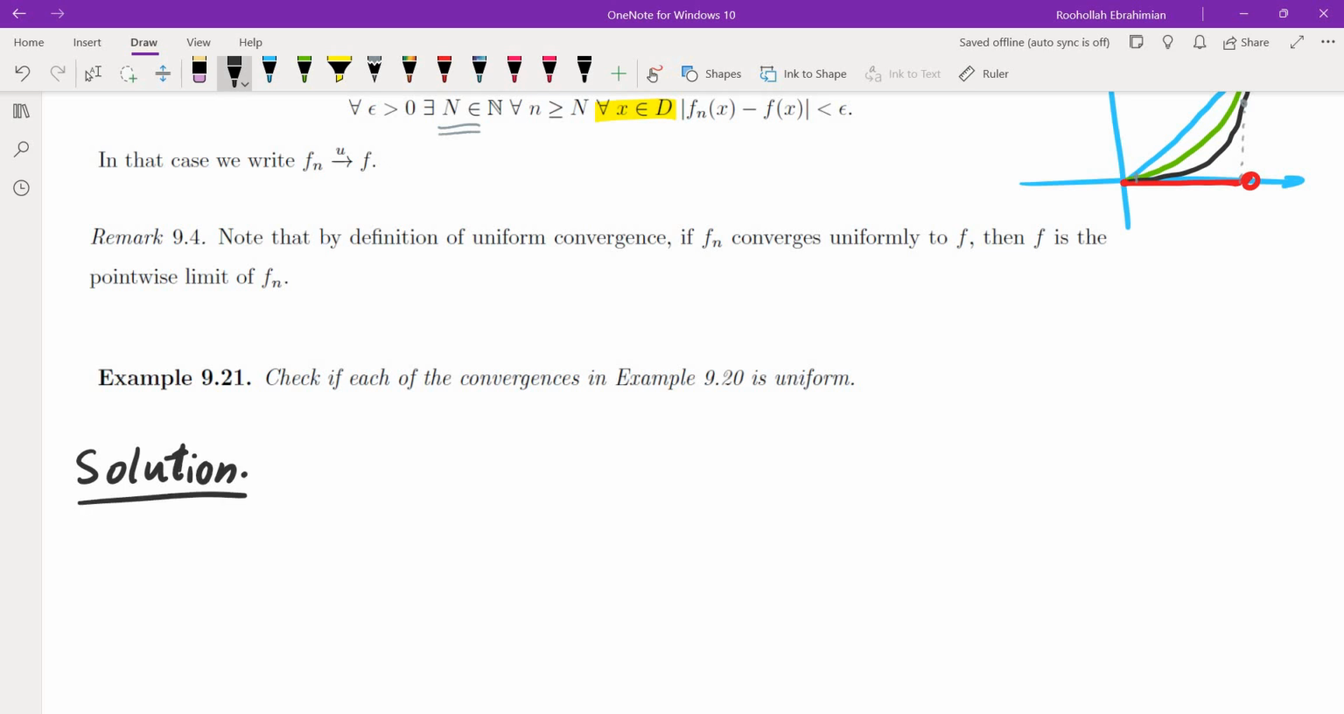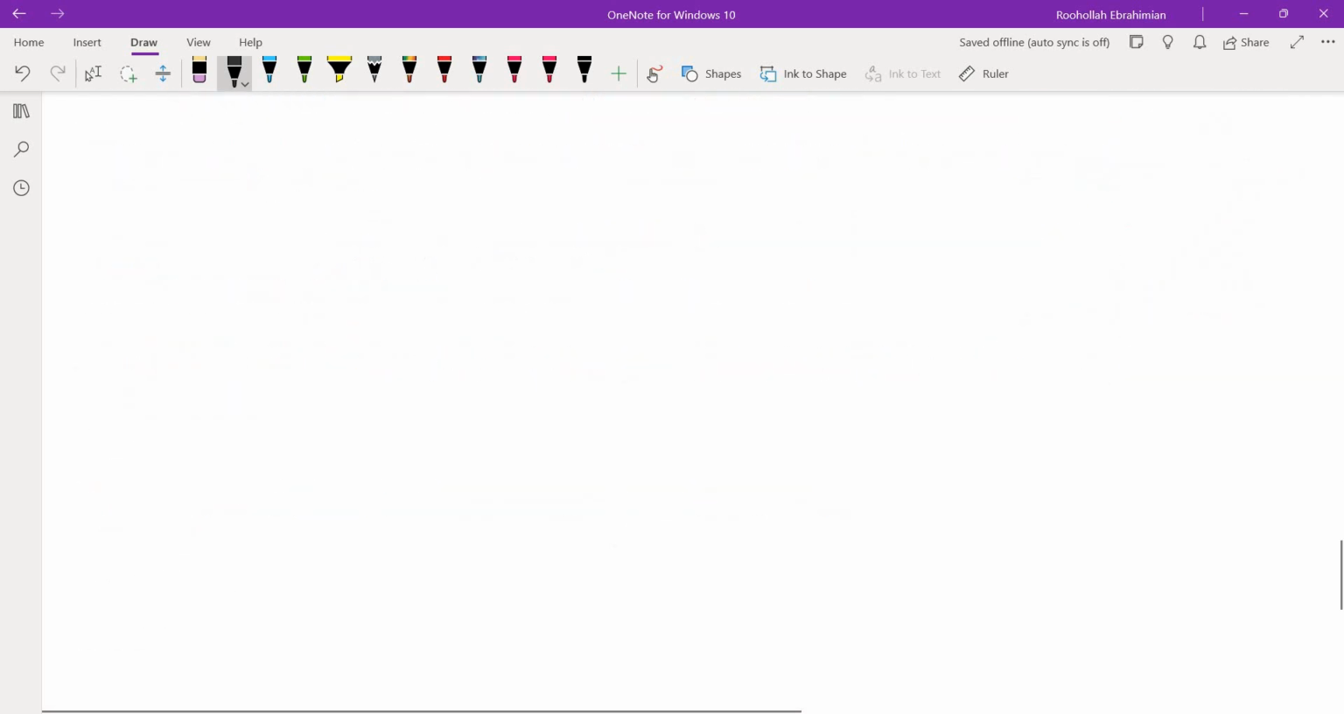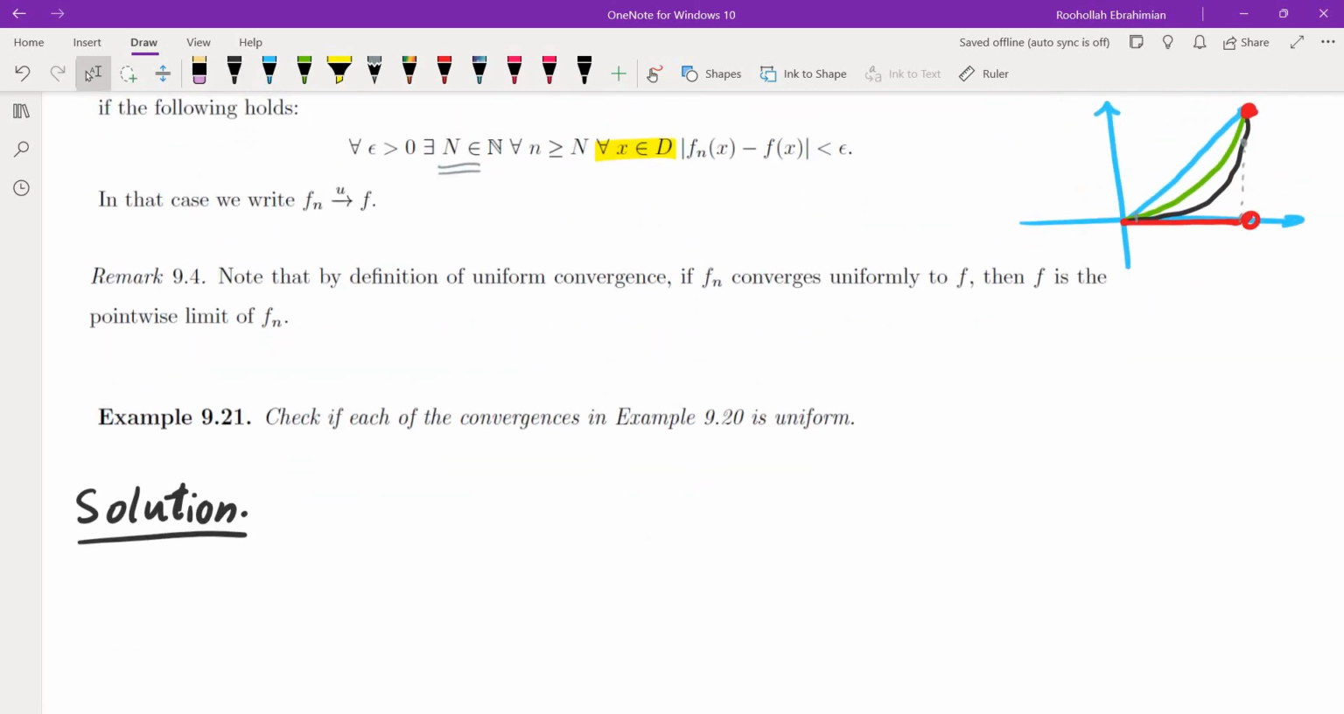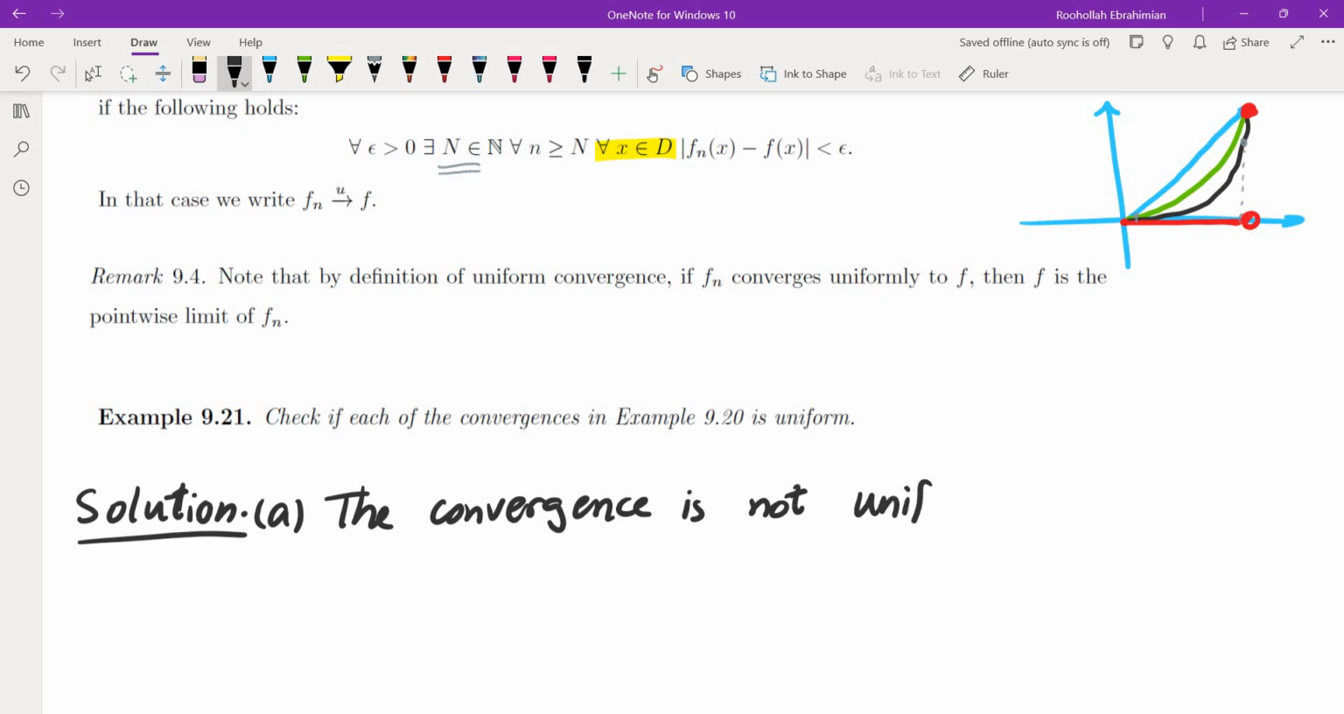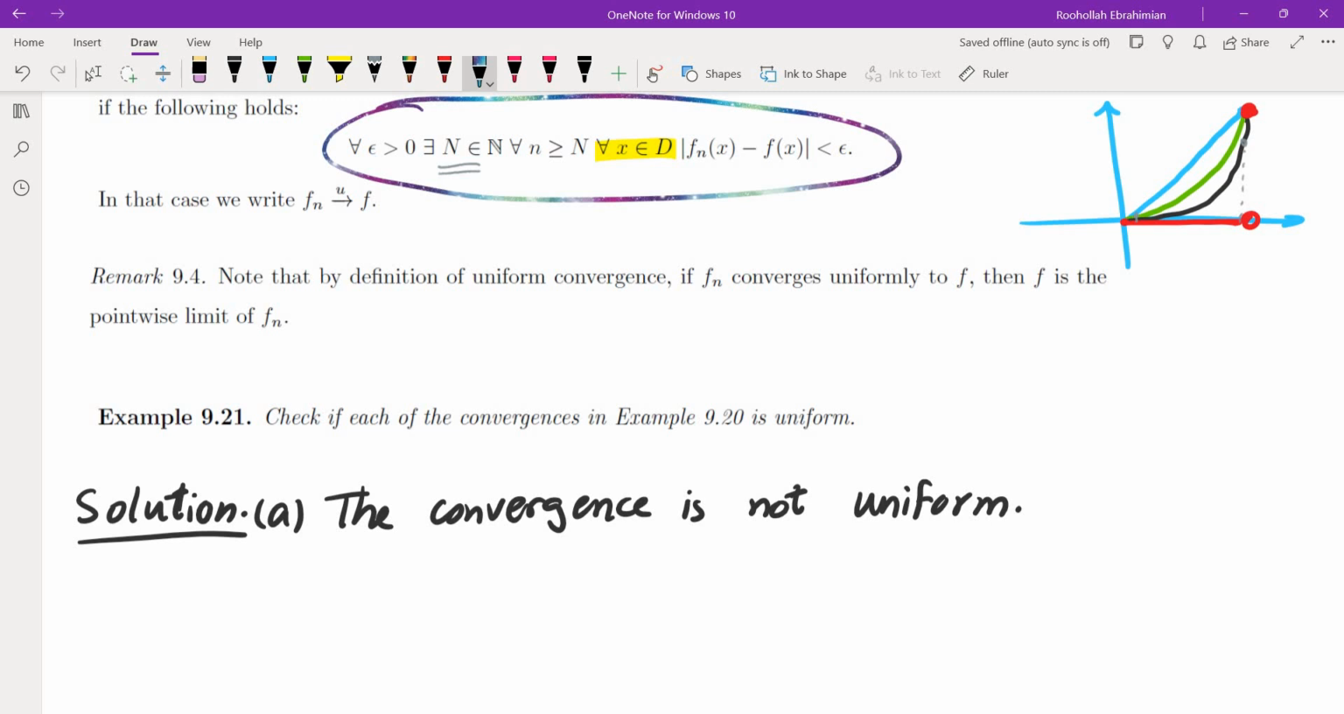Check if each of the convergences in example 9.20 is uniform. As we discussed, this doesn't seem like it's uniform. So the first convergence is not uniform. Since we are trying to prove the negation, we're going to assume that it is uniform. Now, we want to choose some epsilon in this definition and get a contradiction. So how can we do that?